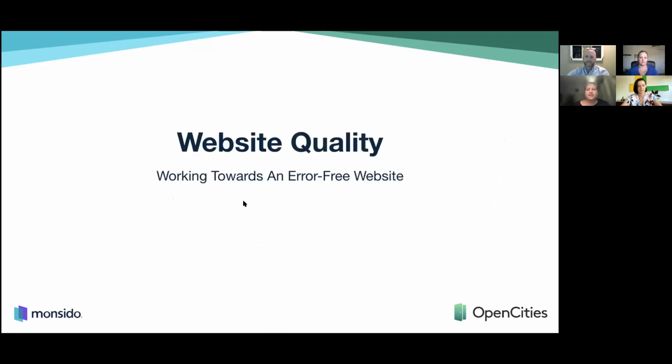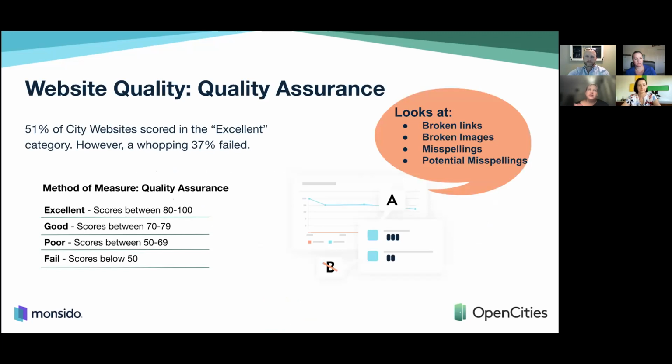I wanted to dive next into website quality and working towards an error-free website, which, funny enough, still relates back to good website user experience. And as you mentioned, an accessible website is about a good user experience. If you have broken links or a page that doesn't exist, that's a very poor website experience. And they do happen. You have a lot of people adding content, moving things around, not understanding the implication that might break a link on a different page.